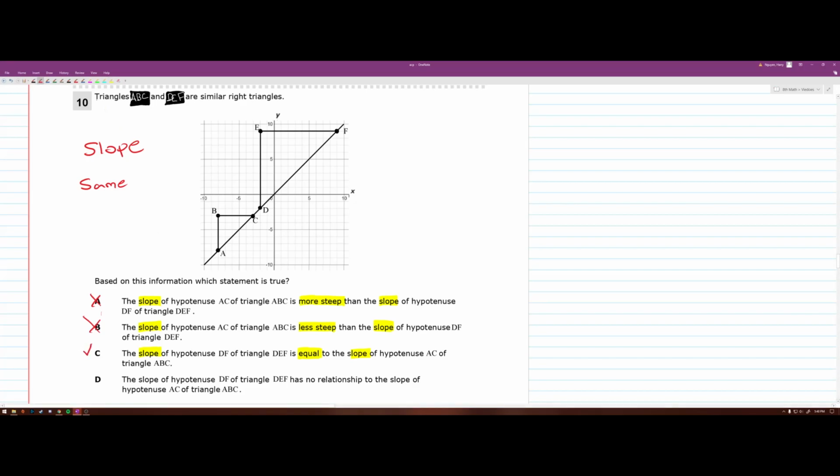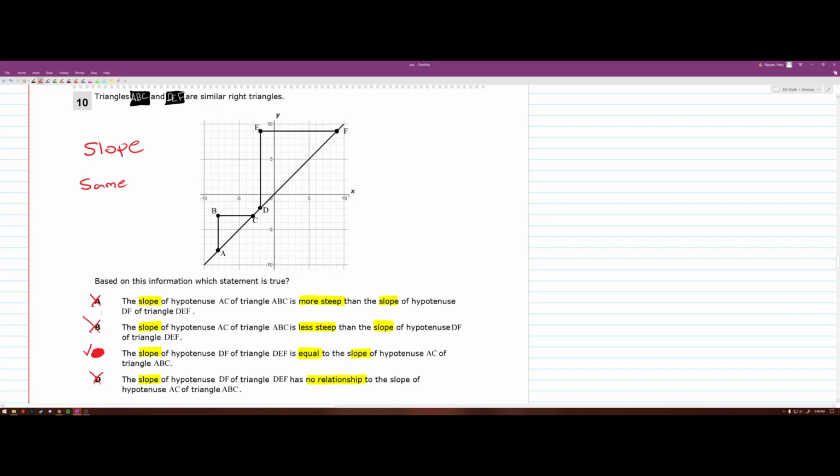I'm going to check D just in case. The slope of hypotenuse DF of triangle DEF has no relationship to the slope of hypotenuse AC of triangle ABC. It says no relationship. And if you look at it, they're the same. So that can't be it. So the answer is C.